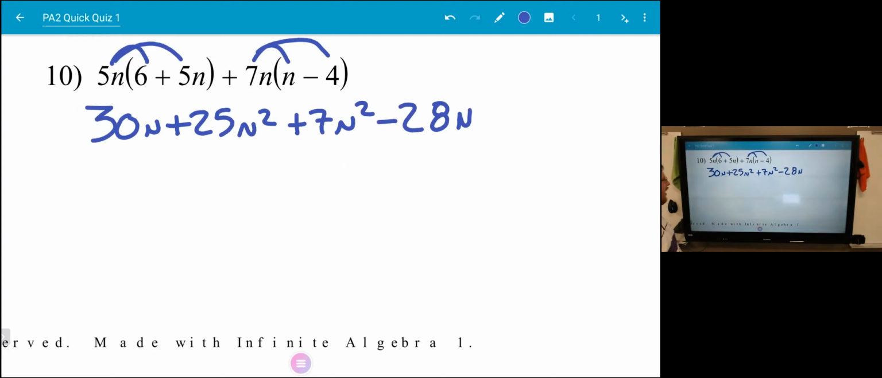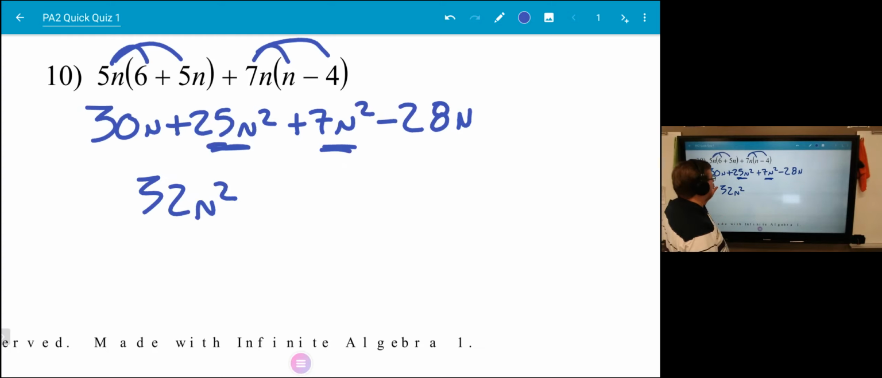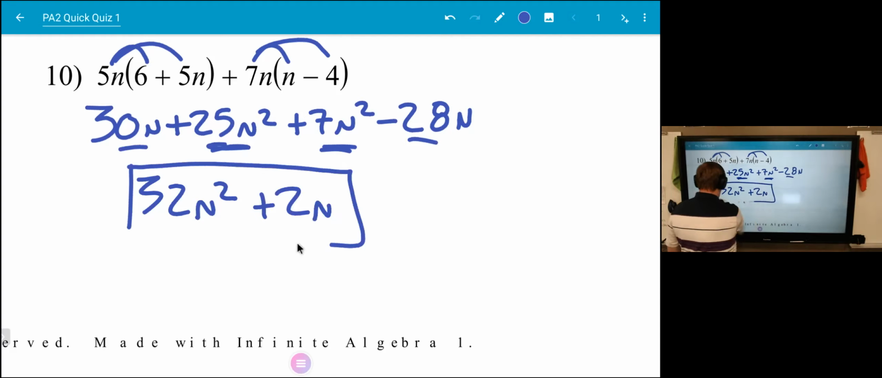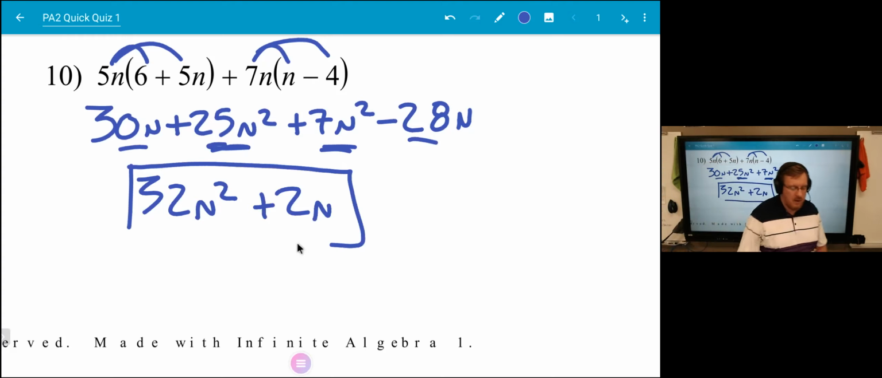Well, let's look what we got here. Two things with n squareds. 25n squared, 7n squared to give me 32n squared. Two things with just plain n's without squareds. Positive 30, negative 28, plus 2n. And there you have the quick quiz.